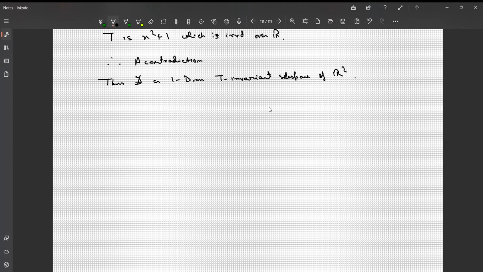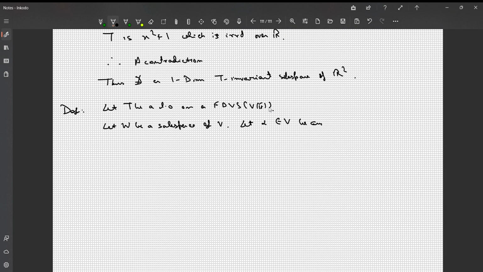Okay. So let us come to the next important concept of this lecture. Let us get into a definition as well. Let T be a linear operator on a finite-dimensional vector space V. Let W be a subspace of V, and let alpha in V be any vector, any element.